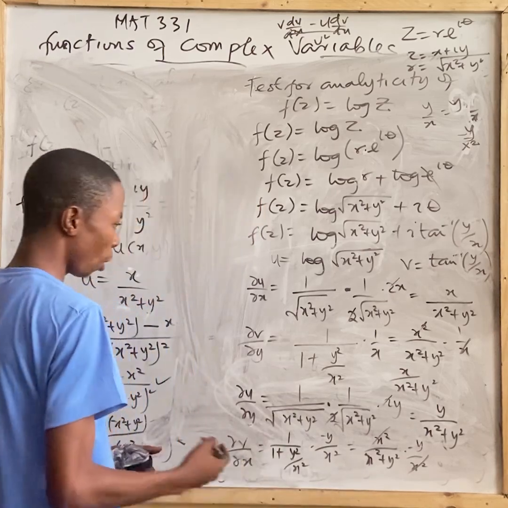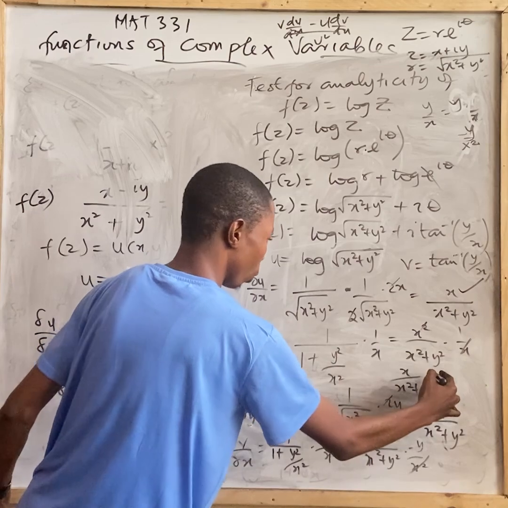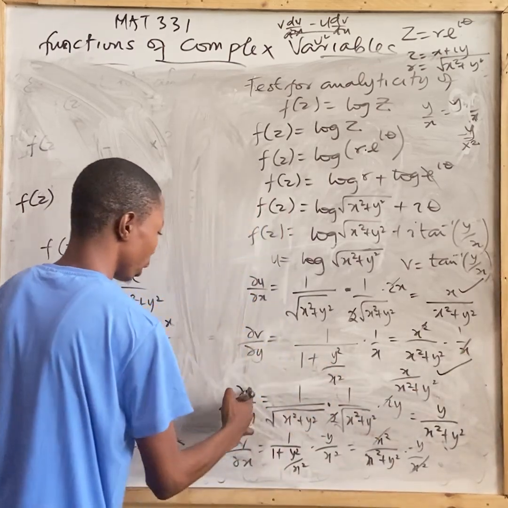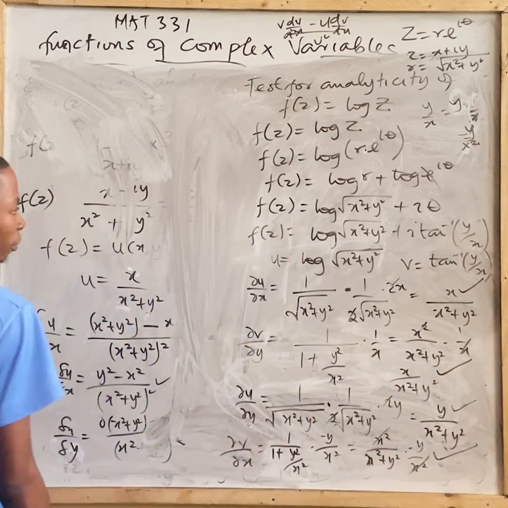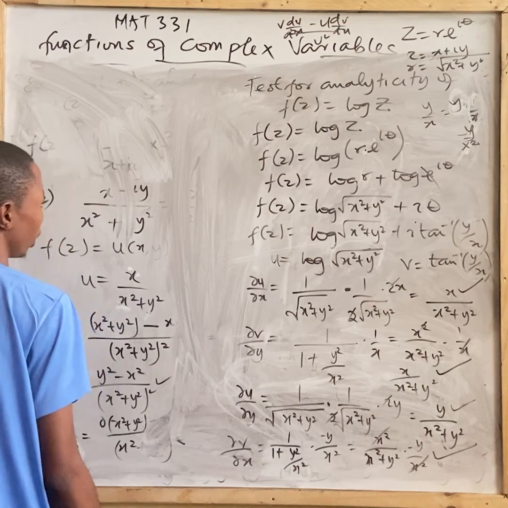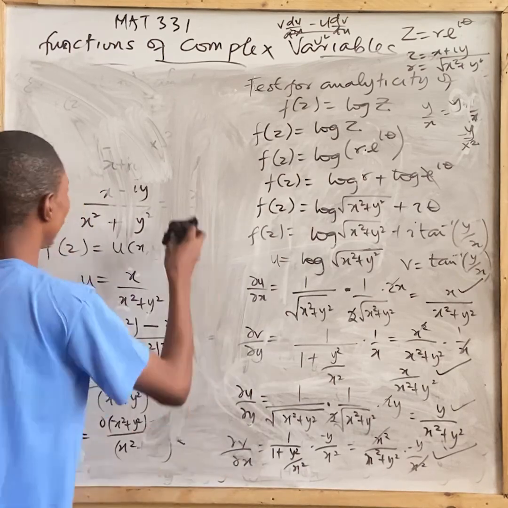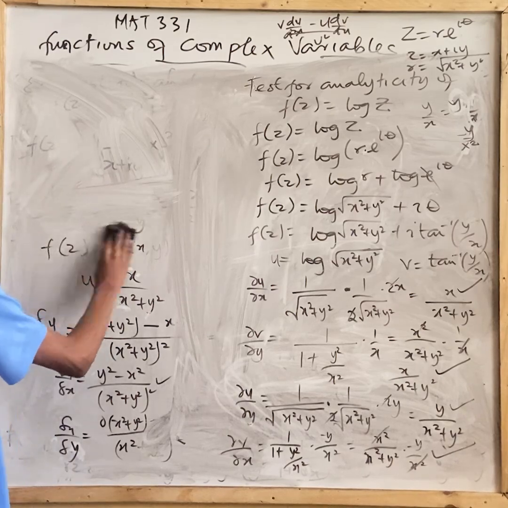And then the partial derivative as before: the derivative of the first one is equal to that of the second one. The derivative of the third one is equal to minus the derivative of the last one. Therefore, the logarithm function is an analytic function. So that is all about analytic function. So the next thing is a harmonic function.